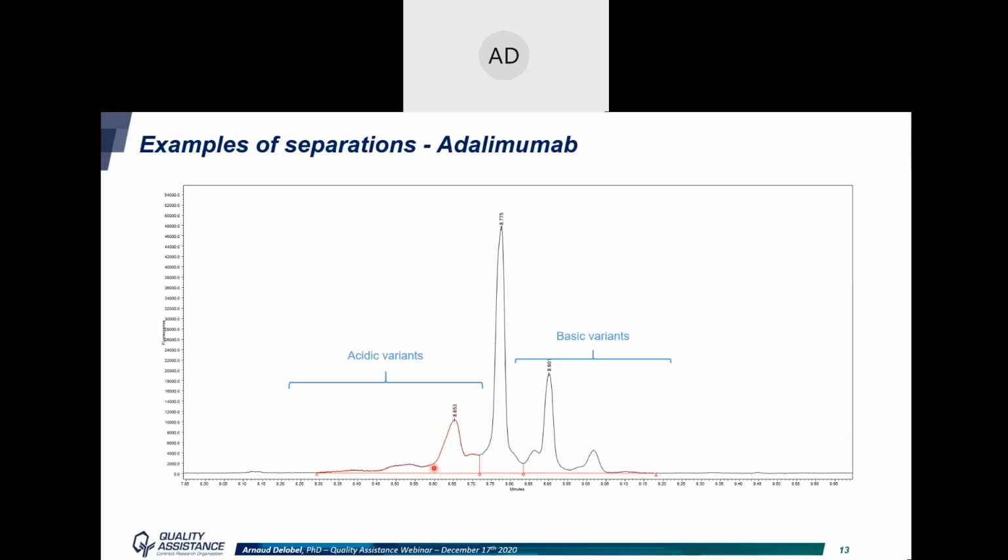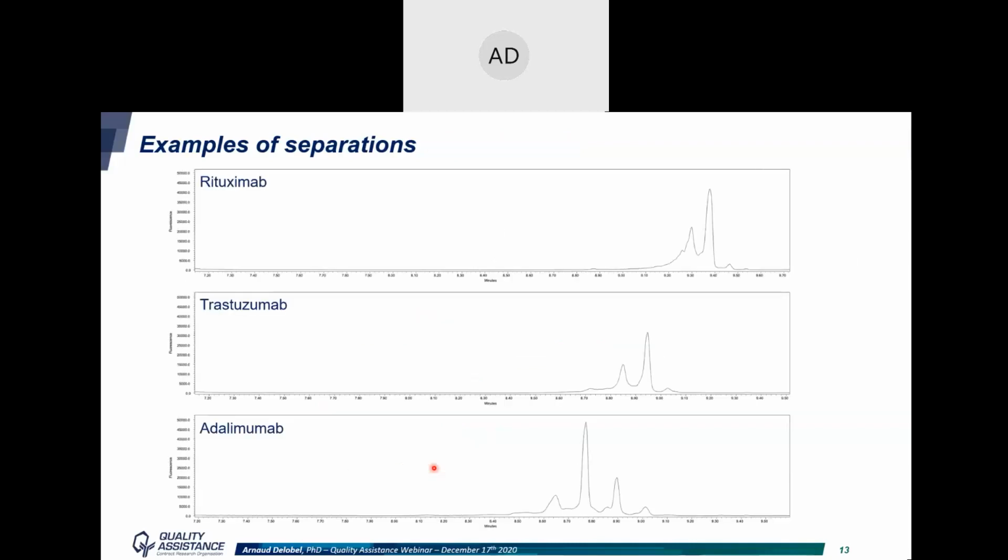The advantage of this technique is that you use a kit. It does not involve a lot of method development, and you can use a generic method that is able to separate most monoclonal antibodies. And that's what is shown here on this slide. You have the separation for rituximab, trastuzumab, and adalimumab using exactly the same method. And you see that for monoclonal antibodies with different pI, we have a good separation, good resolution, with exactly the same method.